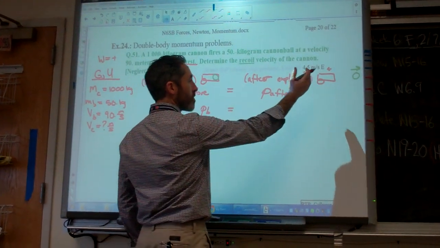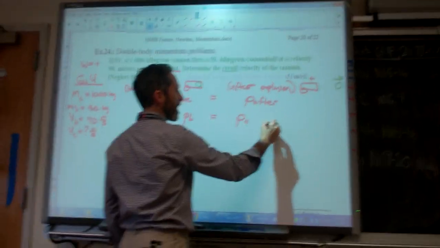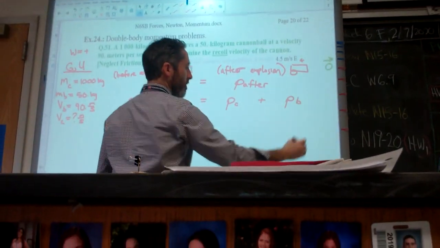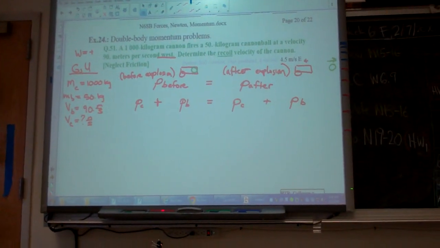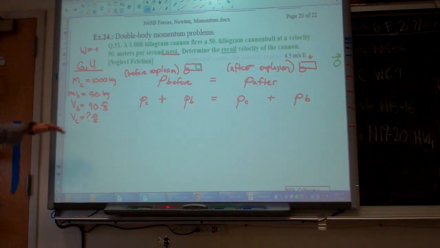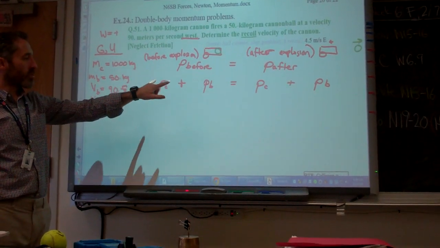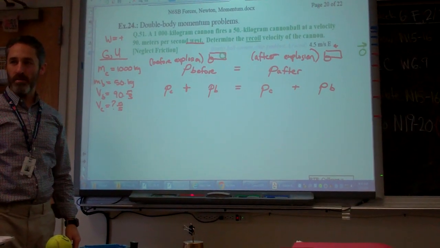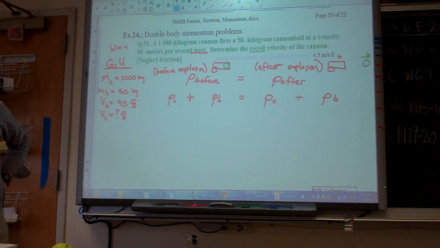After the explosion, we still have two objects. Each one has some momentum. We've got the cannon, and we've got the ball, and those two are added afterward. Got this so far? So look what we did. Law of conservation of momentum, before and after. And now we're just going to look individually at the pieces involved. How do you solve for momentum? Simple equation.